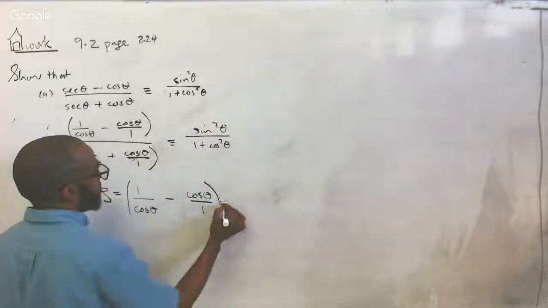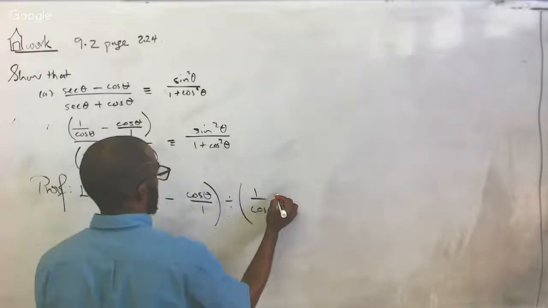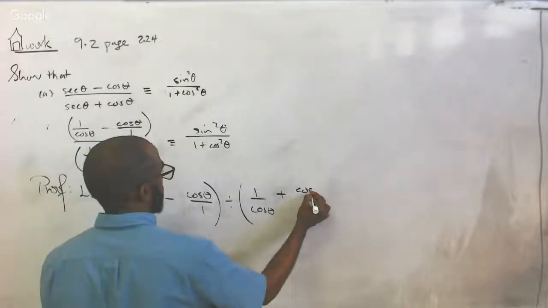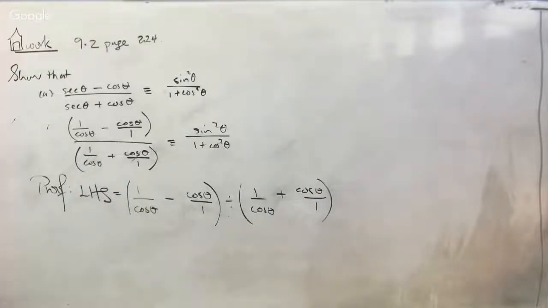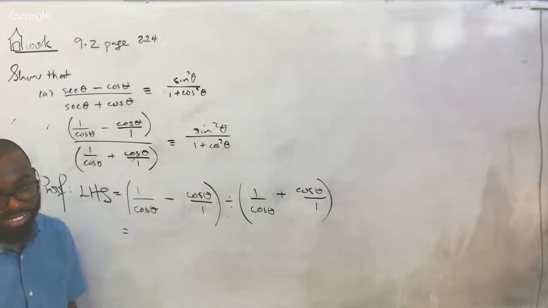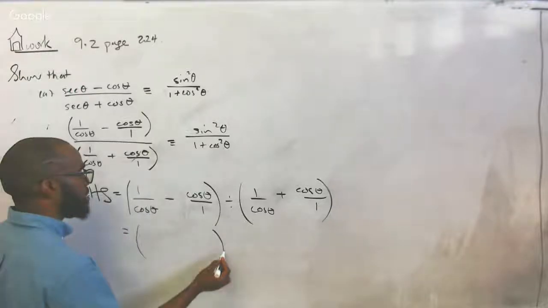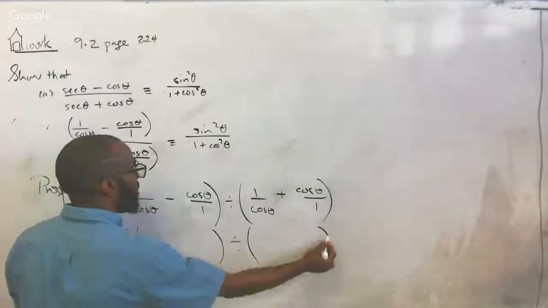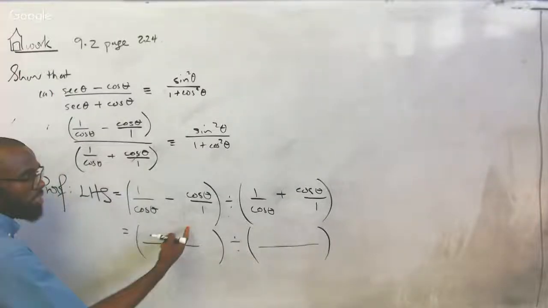Cos theta over 1 divided by 1 over cos theta plus cos theta over 1. And you did all of this, those who were stuck. Everybody else who were stuck got this part? Or is it this one that you're stuck on? So, what do I do with this? I need to simplify within the brackets of each of them, right? So what's the LCM in this first bracket?